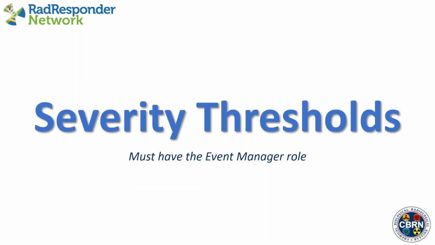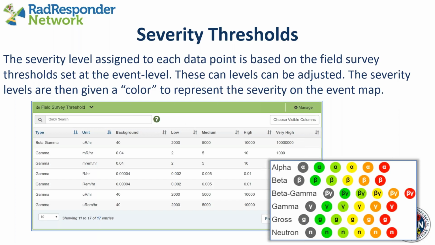The first topic is severity thresholds. So you must have the event manager role to edit or create severity thresholds. Severity thresholds are the levels that are assigned to each data point based on the survey threshold set at the event level. So these levels can be adjusted. The severity levels are then given a color to represent the severity on the event map. So again, these are just the ranges of readings that represent background, low, medium, high, or very high. And then a color is designated to points that fall within those ranges on the event map, which you can see in the screenshot here.